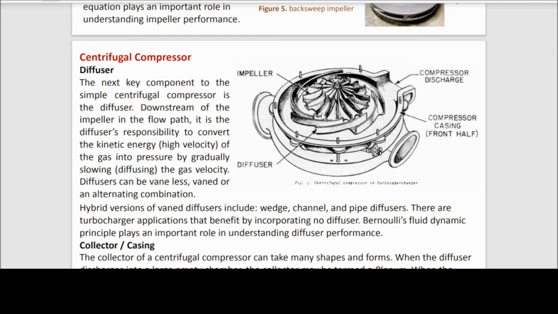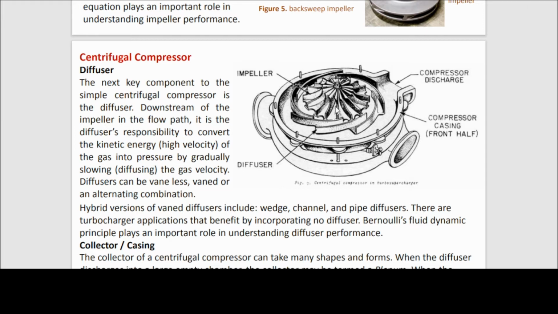That means when area increases, the velocity decreases. Fine. Now here also the pressure increase will take place. How? When area is increasing, the velocity will decrease, and using Bernoulli's equation, P by rho or PV plus half V square plus GZ is equal to constant. By Bernoulli's equation, the pressure, the flow energy plus kinetic energy plus the potential energy is constant.